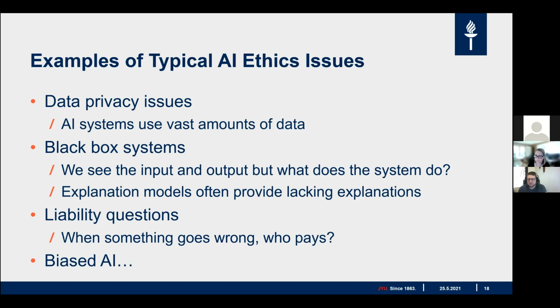And then, of course, we have a question of a biased AI. So when we have an AI system making decisions in criminal justice, is it biased in some way? Is it profiling people based on characteristics?